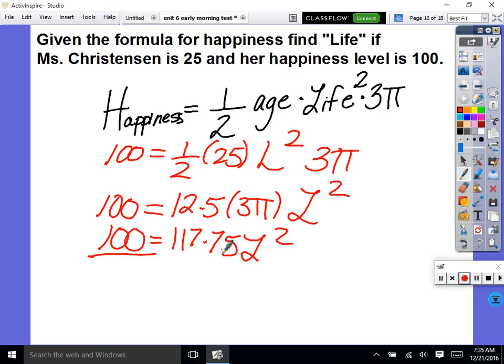We're trying to get life alone, everybody watching. So we divide by 117.75, right? Now what would be my last step to get life alone? Square root both sides, correct? So you take the square root of whatever that is. Everybody good with that? Don't make those ones harder than they really are.